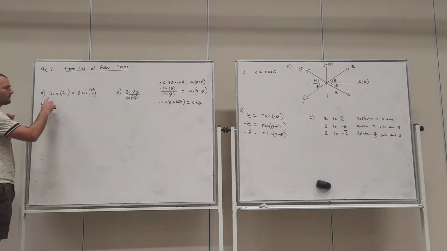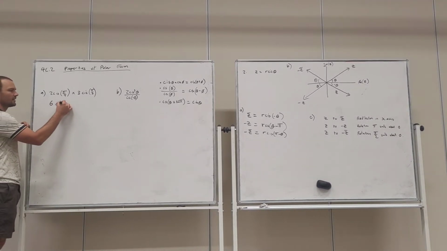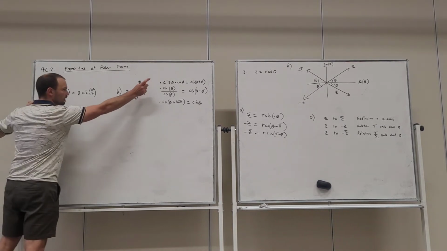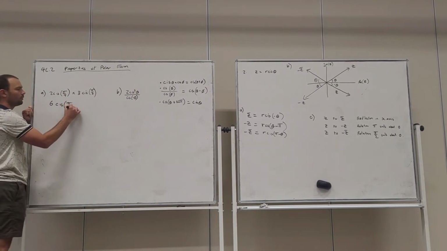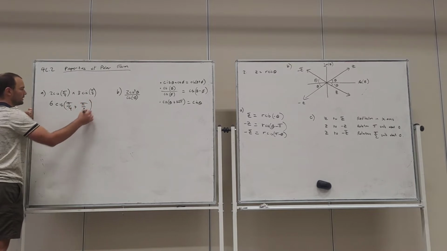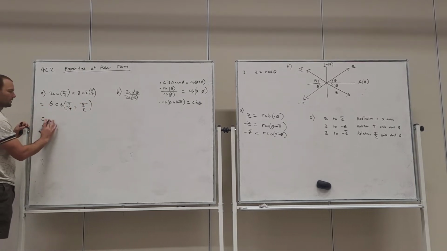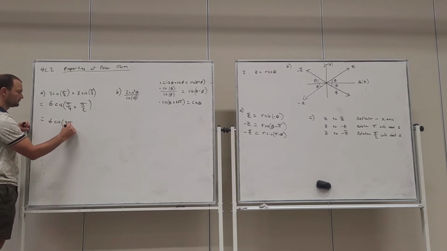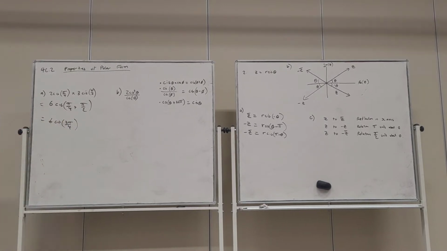3, we're going to multiply them together. 2 times 3 is 6. And it becomes cis of, and we can add the angles together. We're going to use the first rule. We've got pi on 4 plus pi on 2, and we'll write that in simplest form. 6 cis of 3 pi on 4. Okay? So they collect together.